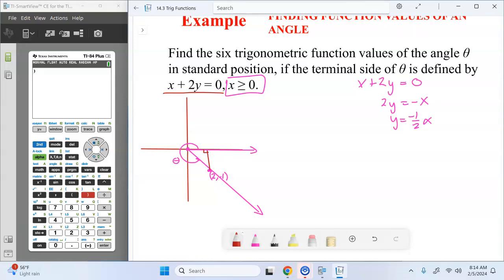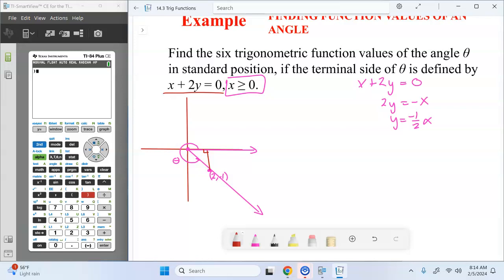Use the point (2, -1) for your triangle. You can use any point on that line. It does not matter. You will get the same value. The only difference is if we picked a point further down the line, we're going to have to simplify more. That's it. It's the only difference. Because the ratios will be consistent the whole way down this line.